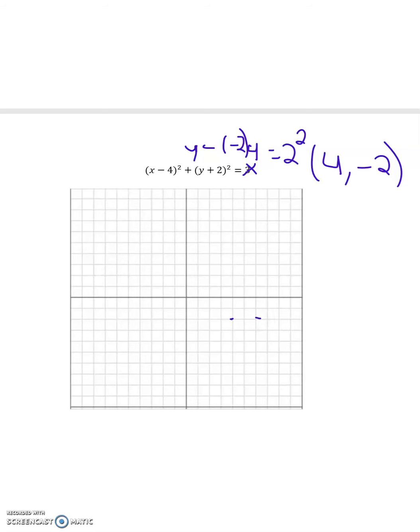So to the right 2, up 2, to the left 2, and down 2. And that's my circle. So the thing you gotta be careful of that one is if you have x or y plus that number that you're adding, when you go to graph it, it's gonna be the opposite. So you have a positive 2, it's gonna be a negative 2.